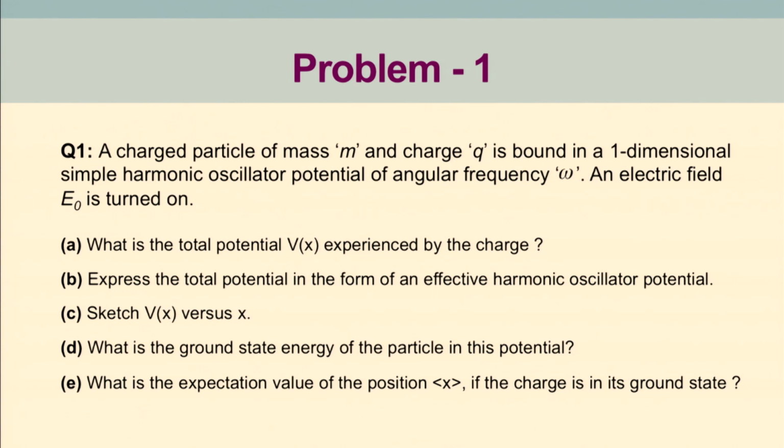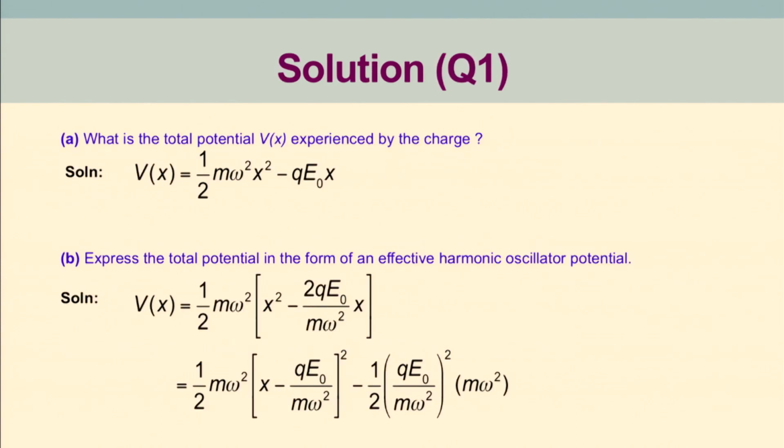How does the potential look if I want to sketch it? What is the ground state of the particle in this case, and what is the expectation value of the position x if the charge is in its ground state? So as I said, this is a problem where there is a harmonic oscillator, but it is under the influence of an electric field acting on a charged particle. So let us look at how we can solve this problem.